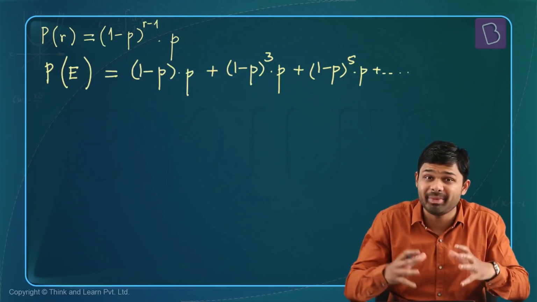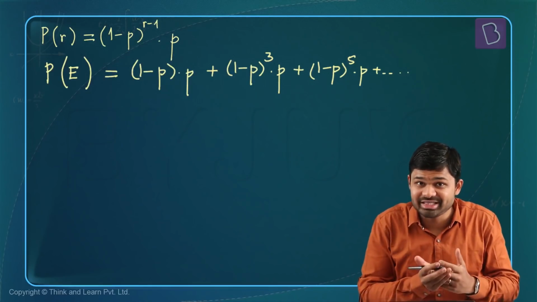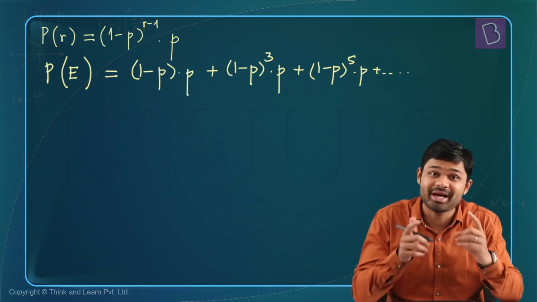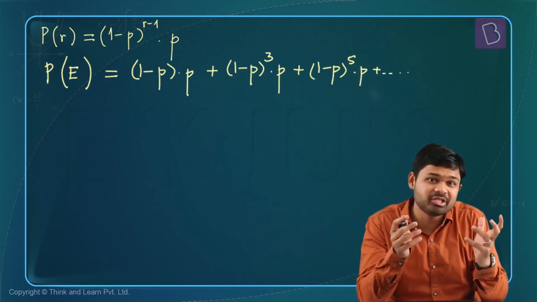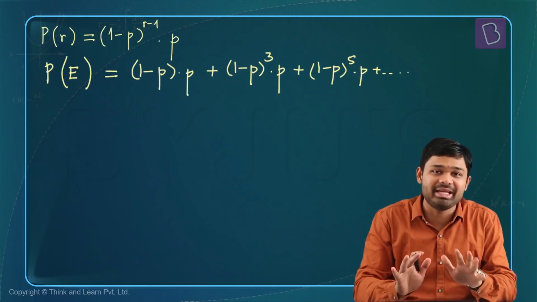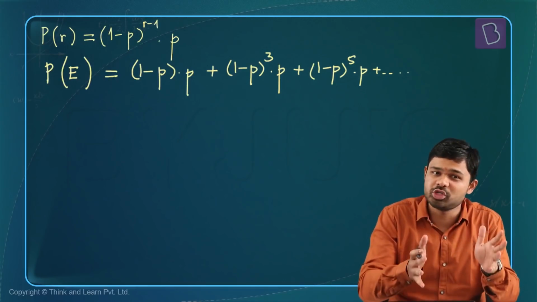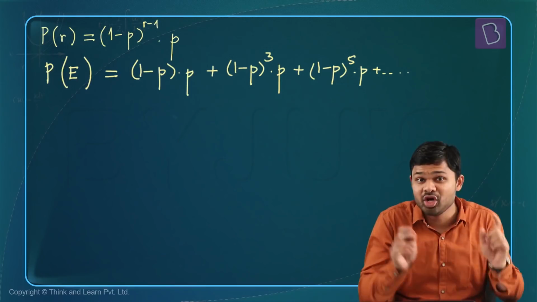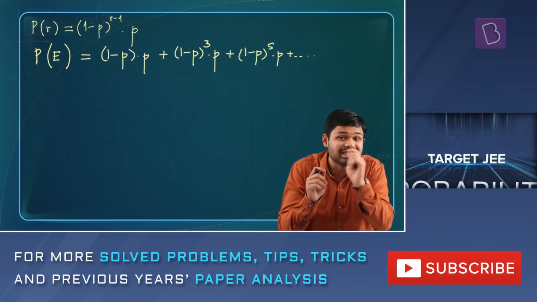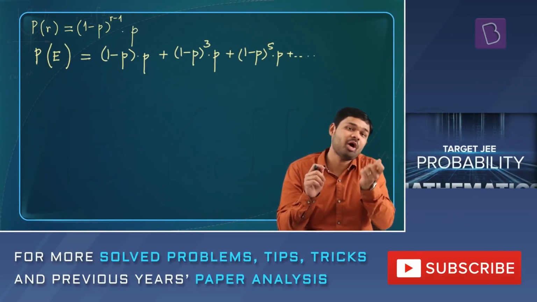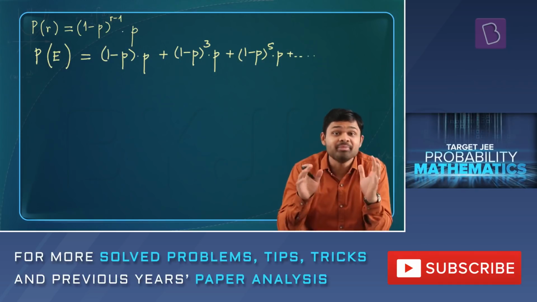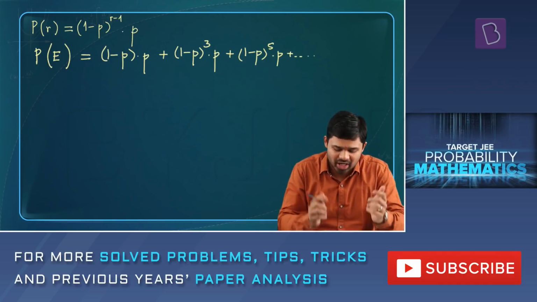So it's actually a geometric series, and it's an infinite series, and the common ratio is (1 minus p) the whole squared. Now 1 minus p is the probability of a tail, and that's going to be less than 1. So (1 minus p) the whole squared is definitely going to be less than 1. So it's an infinite geometric series with the common ratio actually less than 1. So we know the formula for that.